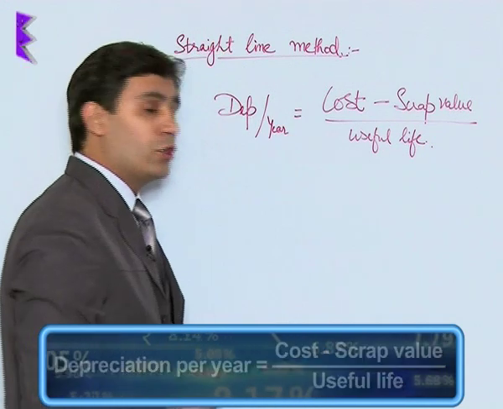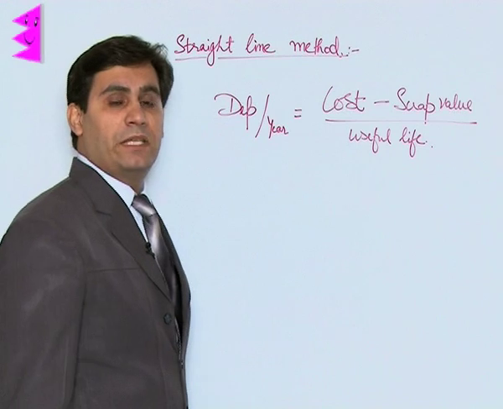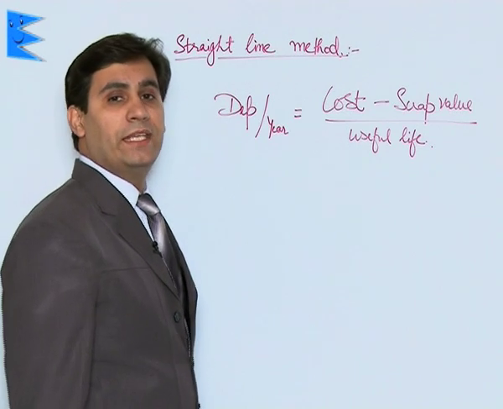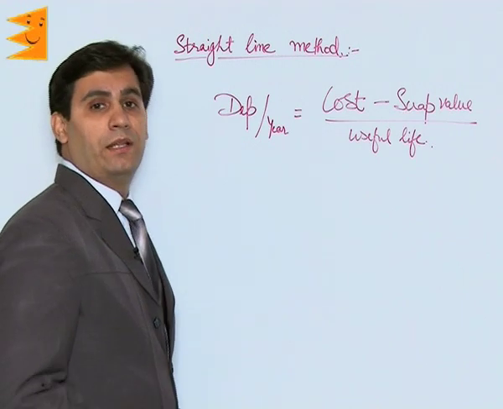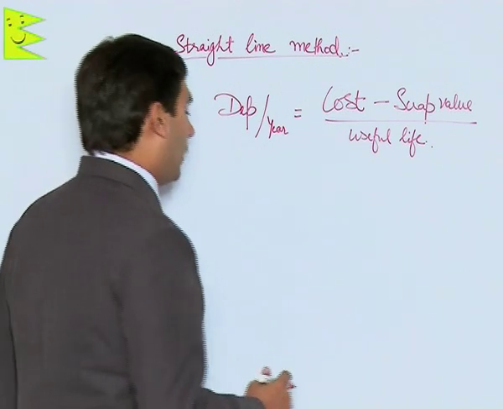Now here, the cost of the asset includes any kind of expense that has been incurred on the asset at the time of its purchase, or any kind of expense that has been incurred to make this asset operational, like installation charges or transportation charges. Now let us take an example.